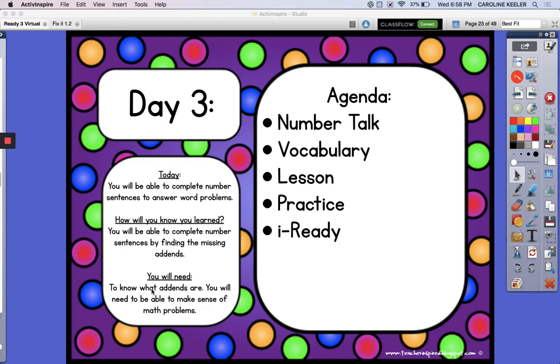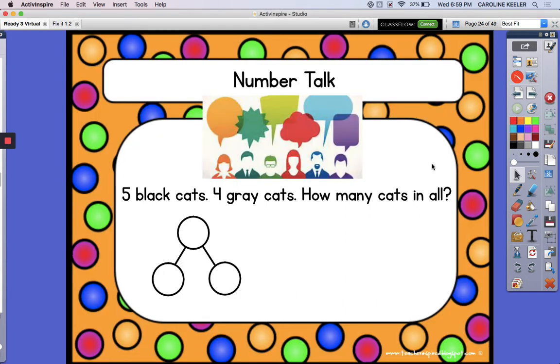And here's what you need to know. You need to know what add-ins are, and you need to be able to make sense of a math problem. So what that means is you're going to need to be able to read or listen to math problems and find out what they want you to solve. So here's our agenda. We'll look at our number talk. We'll look at our vocabulary, our lesson. We'll do some practice, and then at the end you can do some i-Ready.